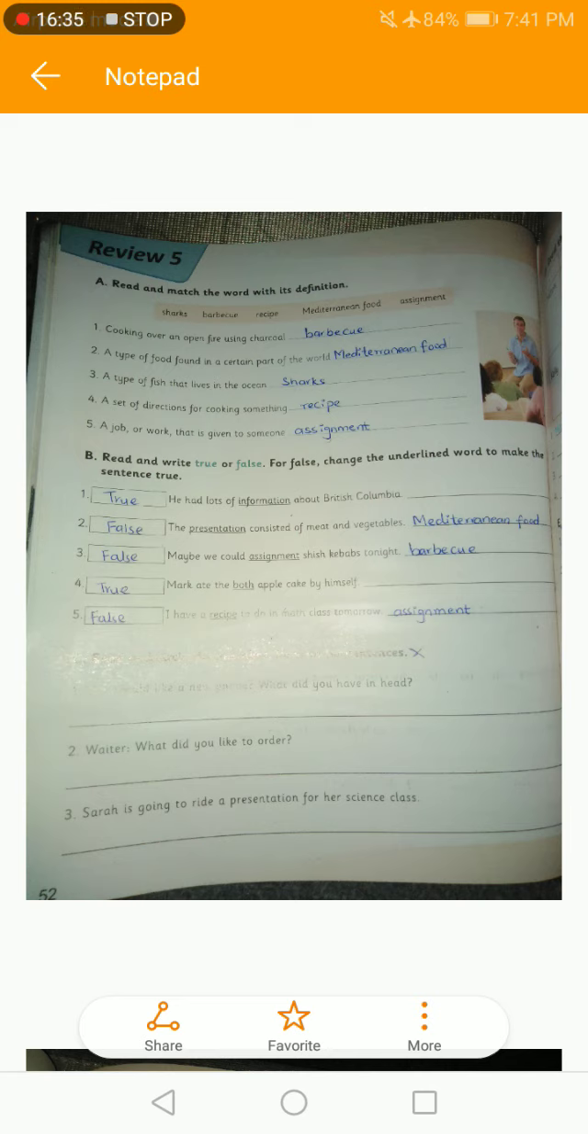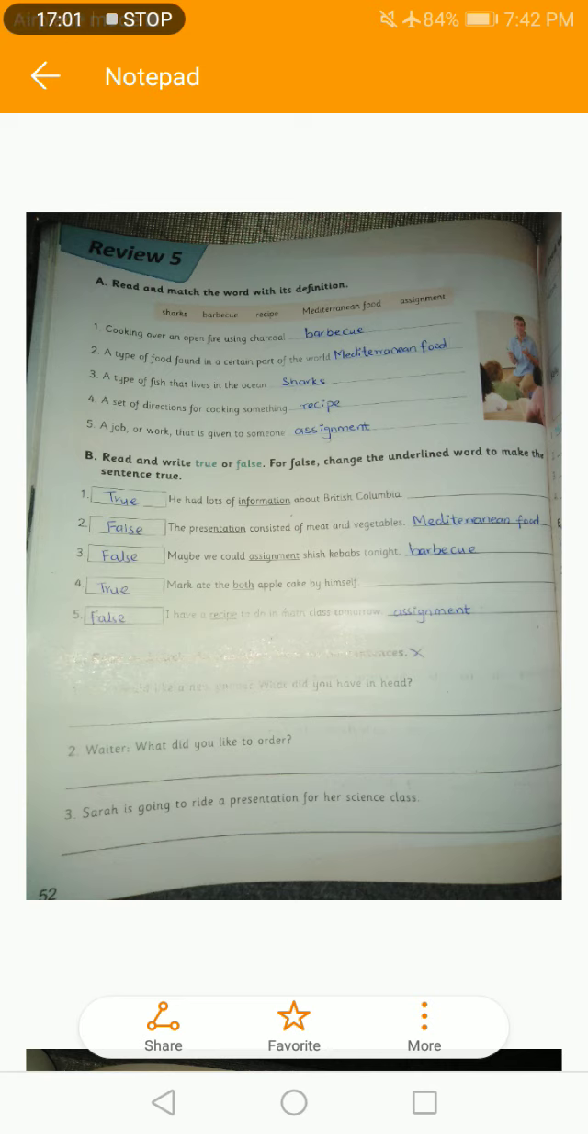Exercise number 1. He had lots of information about British Columbia. This is true, so you have to write true. Then the second one, the presentation consisted of meat and vegetable. This is false. It may be the Mediterranean food. So in the blank you have to write Mediterranean food and in the bracket you have to write false.